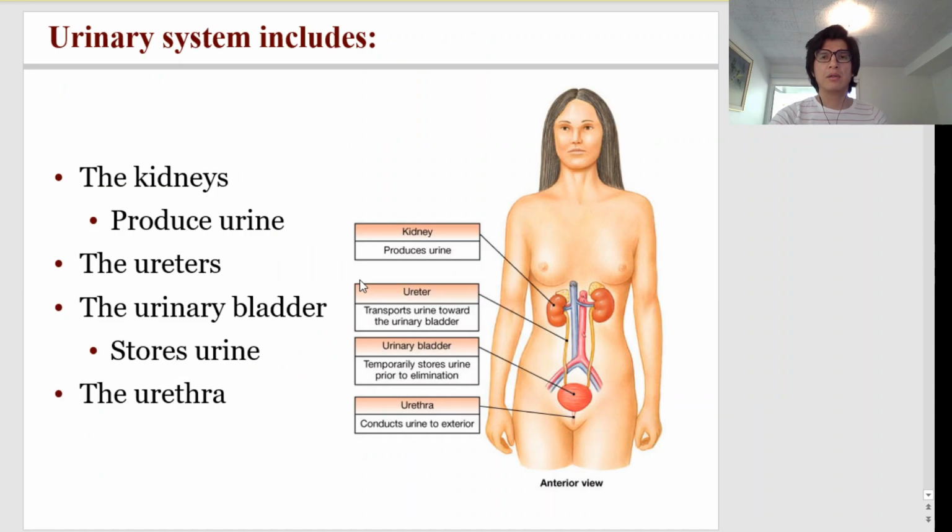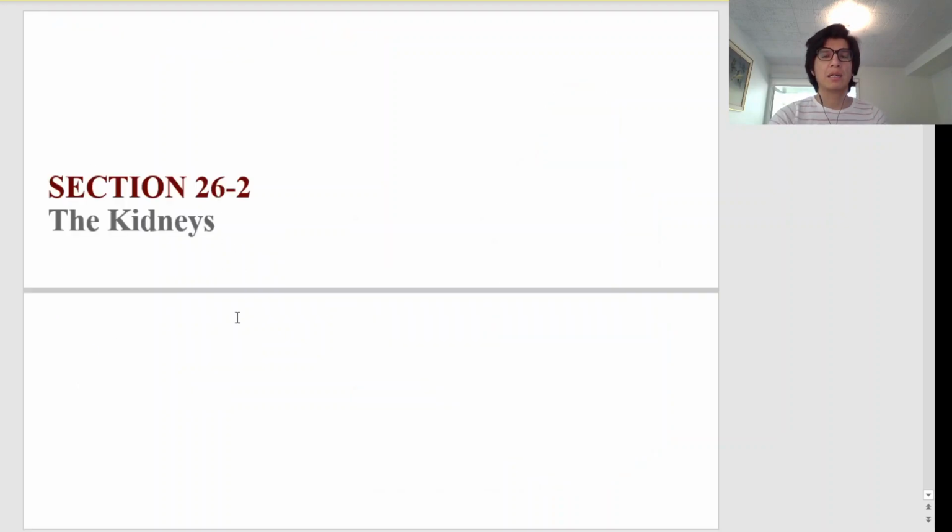So the urinary system includes kidneys, ureters, urinary bladder, and the urethra. Once again, the kidneys are the main site of physiology. The ureters are in charge of transporting the urine from the kidney to the bladder.